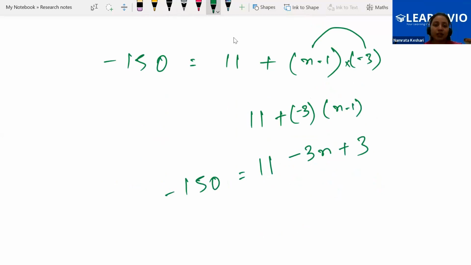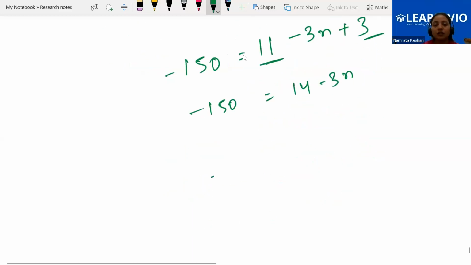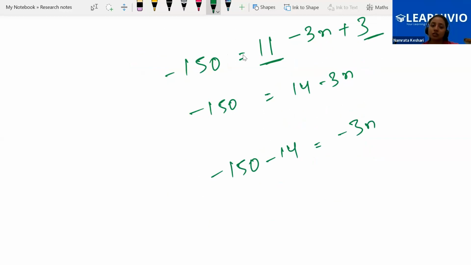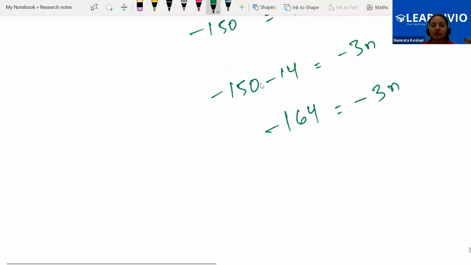Here also you will get the same answer: 11 plus 3 is 14. So 14 minus 3n minus 150. This 14 you can now shift to the other side. So minus 150 minus 14 is equal to minus 3n. If anyone has done the calculation this way, this is completely perfect. That is minus 164 equals minus 3n. Now we will do the division.